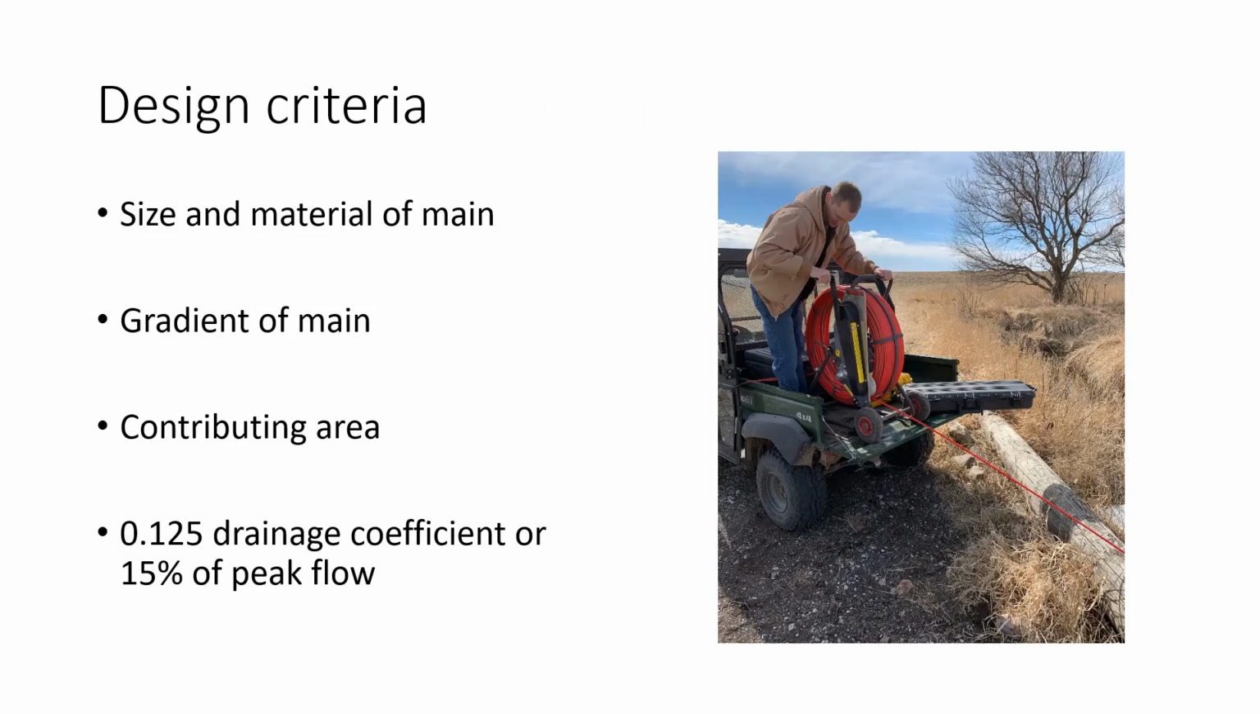Also, you need to know where that water is coming from, so the contributing area of that tile. If you know how far that tile goes back from the stream and how many acres come into it, when looking at the design, you can size it for a 1/8-inch drainage coefficient if you know the whole contributing area, or you can size it for 15% of the peak flow, based on the characteristics of your main. Most of the time, the 15% of the peak flow ends up being the more cost-effective size. That 1/8-inch drainage coefficient for the contributing area generally generates a little bit larger bioreactor.